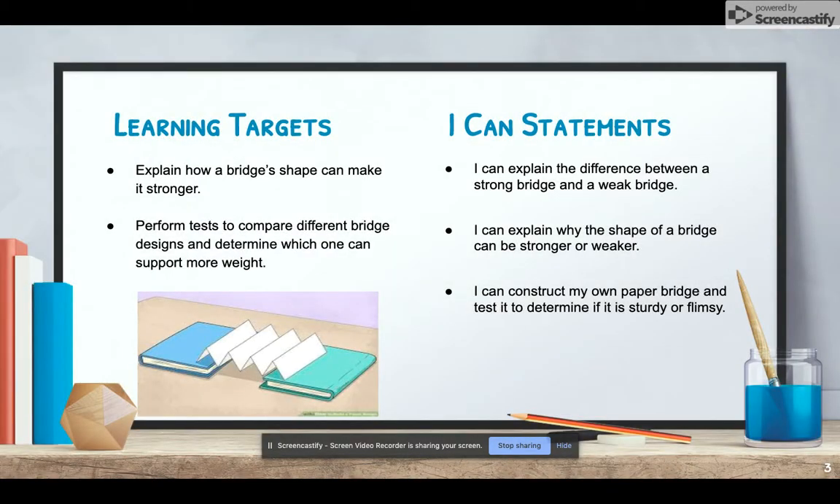The learning targets that were displayed in the classroom during this lesson were explain how a bridge's shape can make it stronger, and perform tests to compare different bridge designs and determine which one can support more weight. The I can statements: I can explain the difference between a strong bridge and a weak bridge. I can explain why the shape of a bridge can be stronger or weaker. And I can construct my own paper bridge and test it to determine if it is sturdy or flimsy.